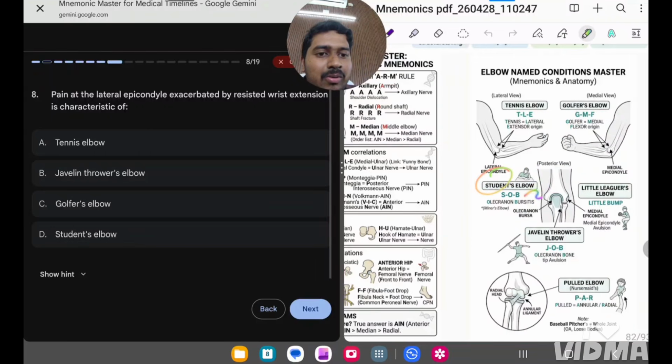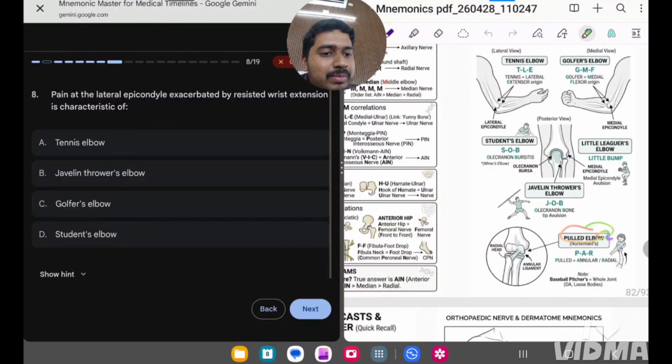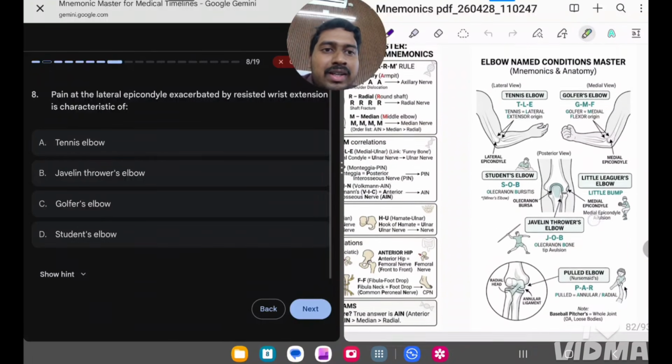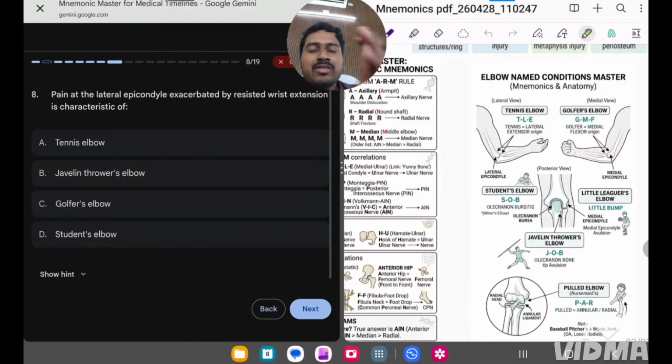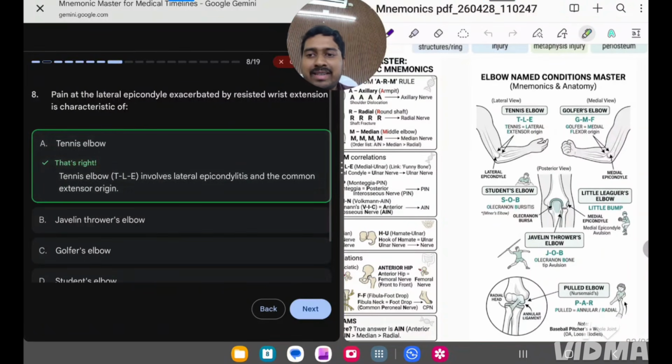Next, student's elbow means we have SOB, that is olecranon bursitis. Similarly, javelin thrower's elbow, we have JOB, that is olecranon bone. Okay. And pulled elbow, that is nursemaid elbow, we have PAR, that is annular or radial type of dislocation. Okay. So now it is asked lateral epicondyle. So it is TLE, lateral epicondyle, LE. The answer is tennis elbow.